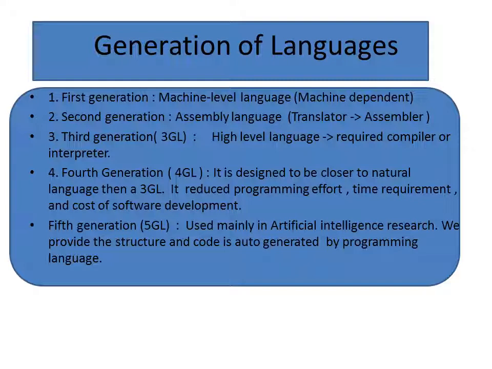And the most modern generation is the fifth generation language, where you don't require much coding. Coding is mainly done with the help of the computer itself. These languages are so easy that when you put out a framework, any codification required for that framework is auto-generated by the programming language. So the programming language itself generates the code. You don't have to write the code yourself.